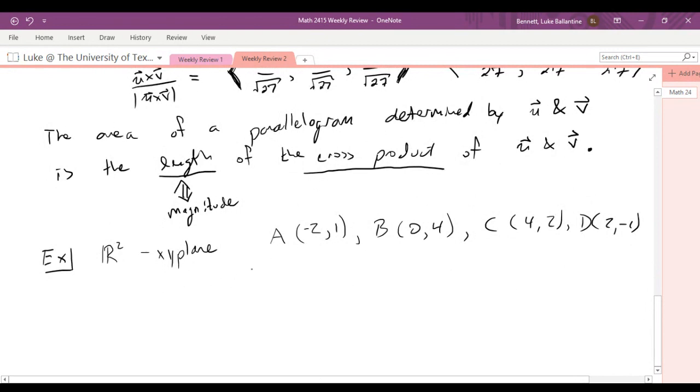So first I'm going to draw a picture. I have -2, 1. B is 0, 4. C is 4, 2. And D is 2, -1. So this is my parallelogram.